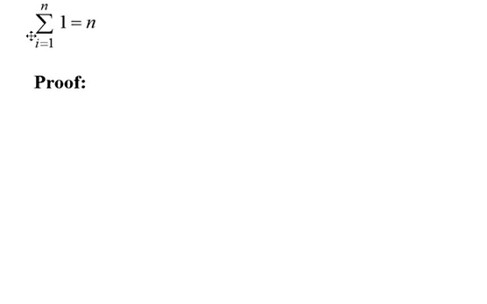So the first formula that we deal with in the Riemann sums that we use is the fact that the sum from i equals 1 to n of 1 is n. Now this proof is quite straightforward. If I am summing up i equals 1 to n of 1, that just means I've got n ones. So I've got 1 plus 1 plus 1 plus 1, and there are n of them. There are n terms.